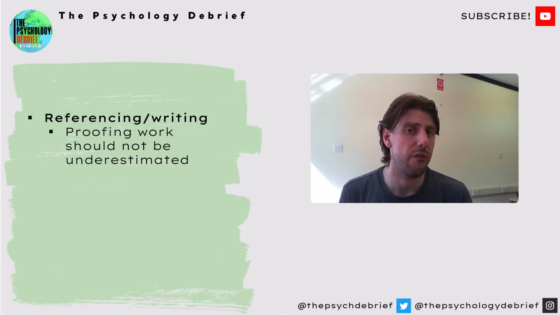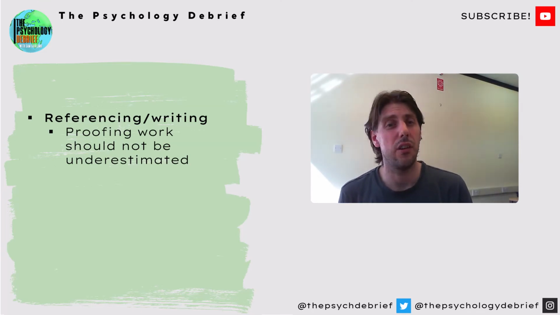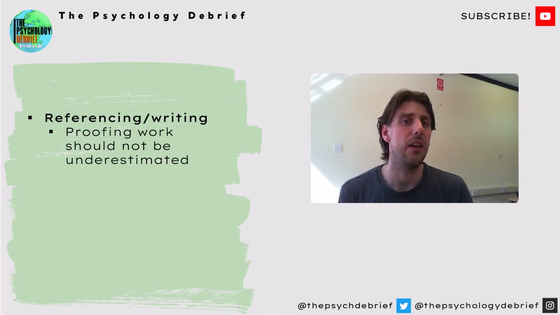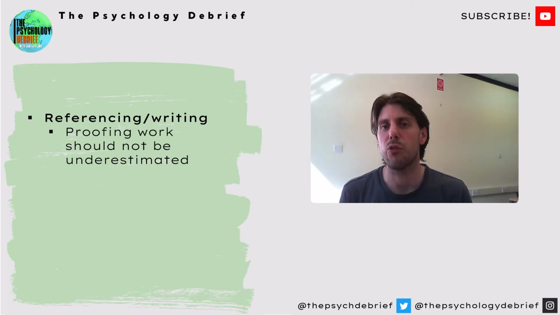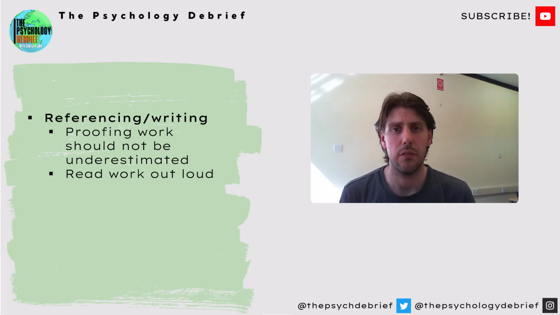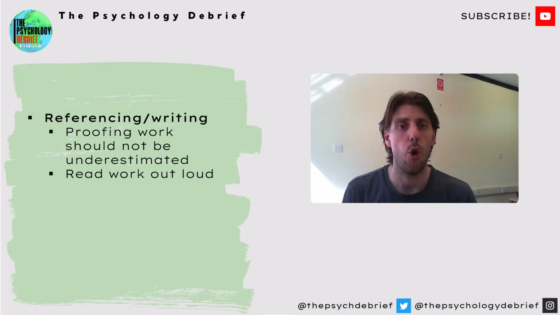Particularly when it comes to referencing, it might take a long time at first to check over your references. But as you become more familiar with reading APA formatting, you will spot mistakes more quickly. Another useful tip is just to read your work out loud. By doing so, you might notice issues in your writing, where maybe there's clunky expression or awkward phrasing.